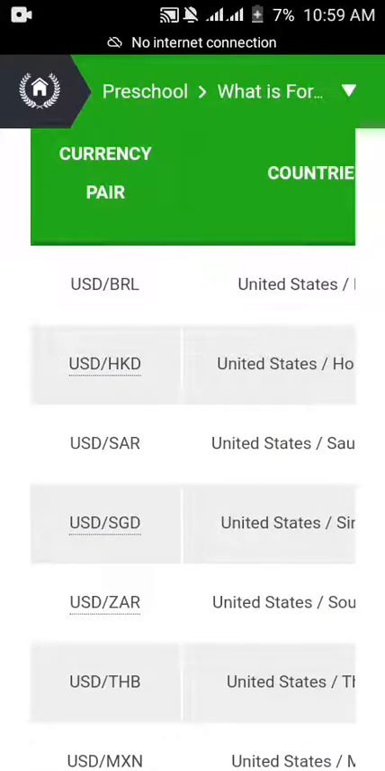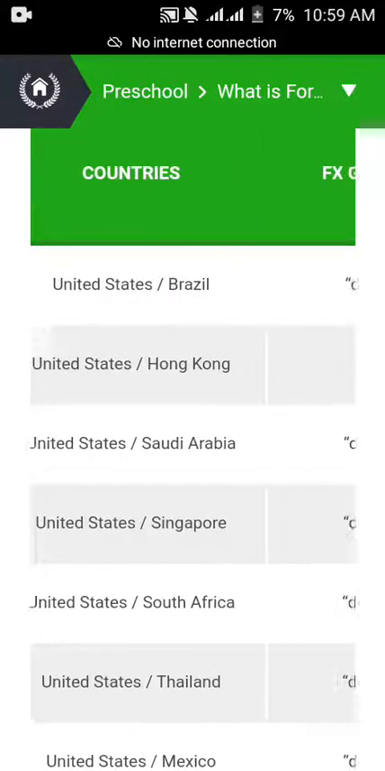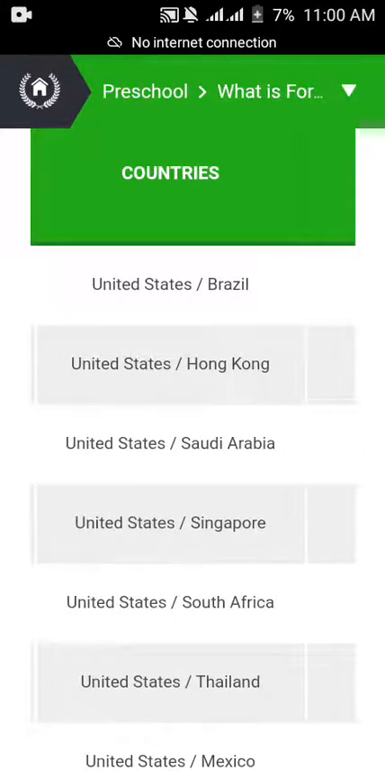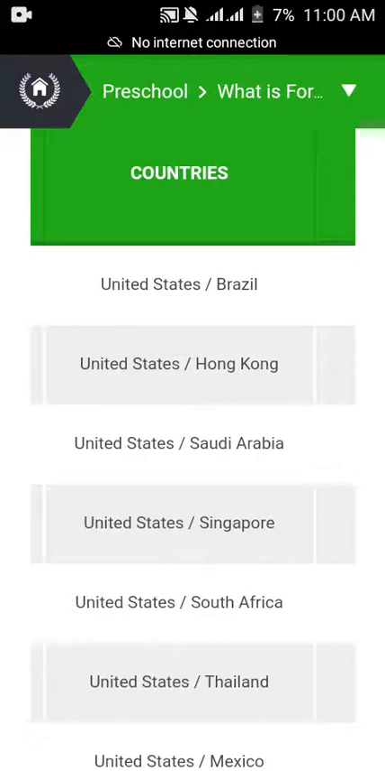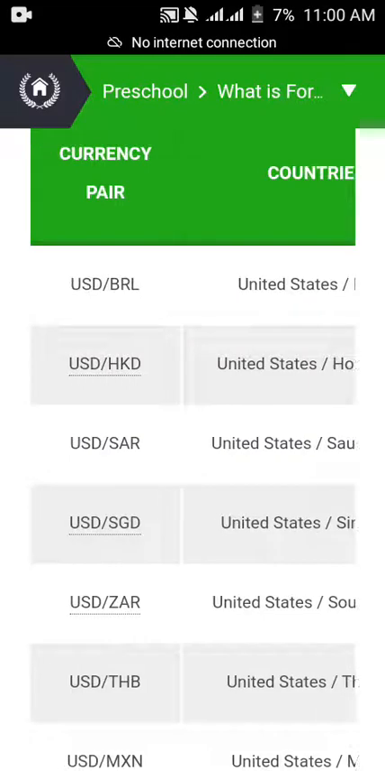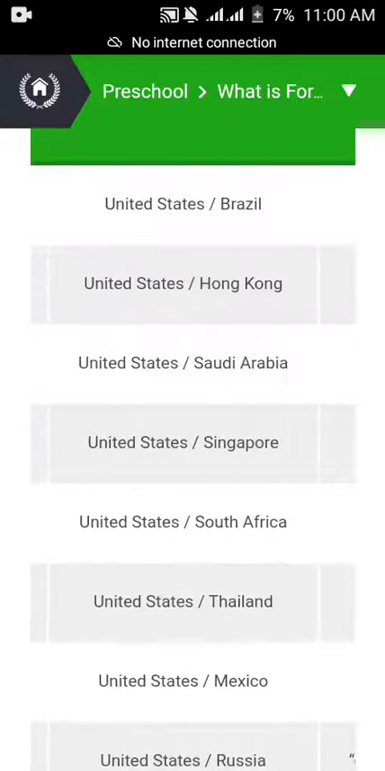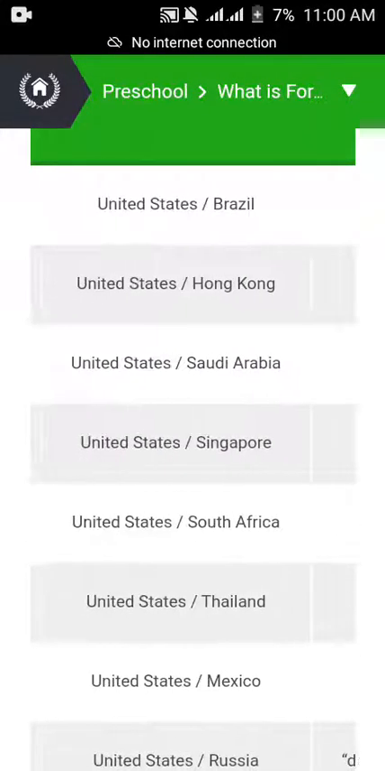Now we have the first one, the USD/BRL. The countries are United States and Brazil. Then the forex geek speak is dollar and real. You know the currency of Brazil is the real. Now we have the USD/HKD, United States and Hong Kong. We have no geek speak available. Then we have the USD/SAR, where the countries are United States and Saudi Arabia. We have dollar and riyal as the currencies.